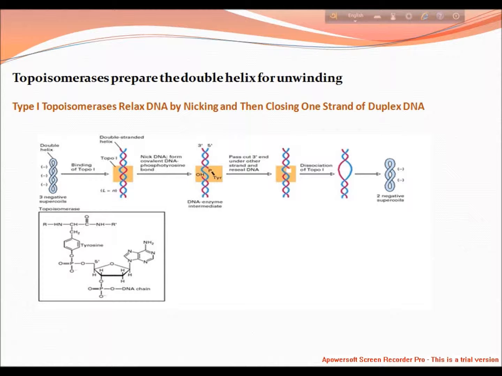These enzymes alter the linking number of DNA by catalyzing a three-step process. First, the cleavage of one or both strands of DNA, then the passage of a segment of DNA through this break, and the resealing of the DNA break. There are three main types of topology: supercoiling, knotting, and catenation.